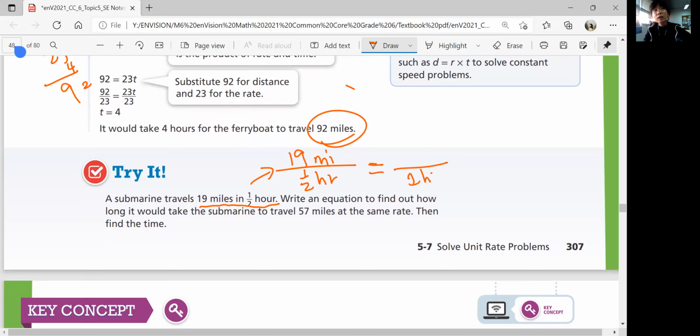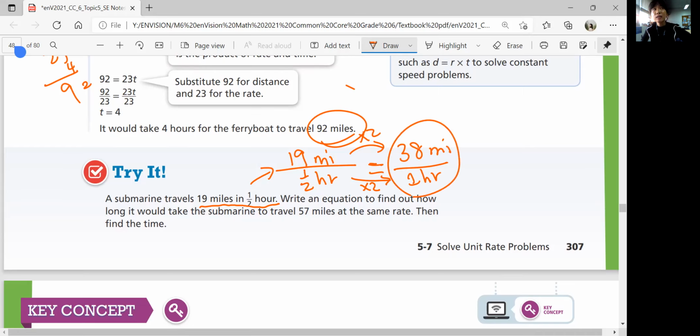You want 1 hour. So 1 over 2 is half, right? Half times 2 would be 1. If you have 1 half and 2 halves together, it's 1. So 1 over 2 times 2 is 1, 2 over 2 is 1. 19 times 2 would be 38. So 38 miles. You go 38 miles per hour. That is our unit rate.